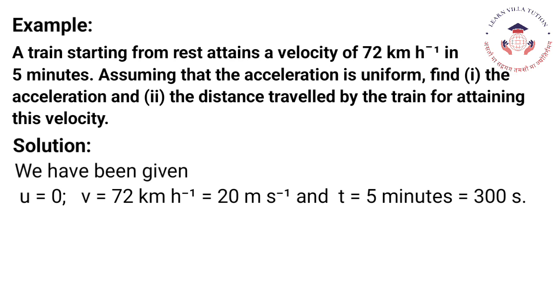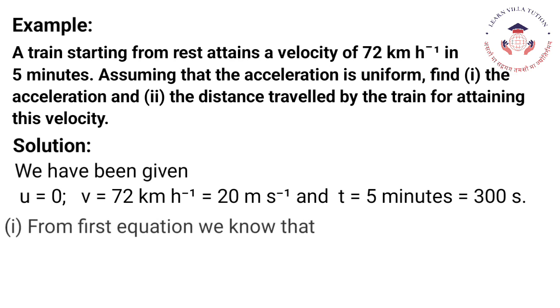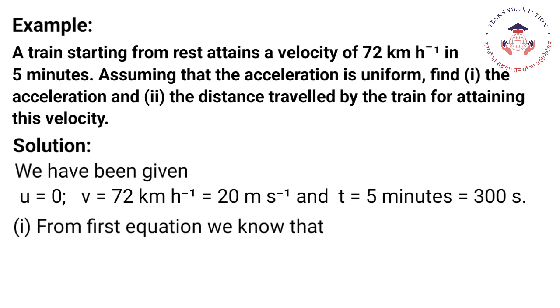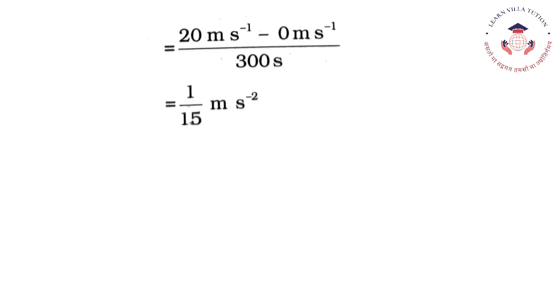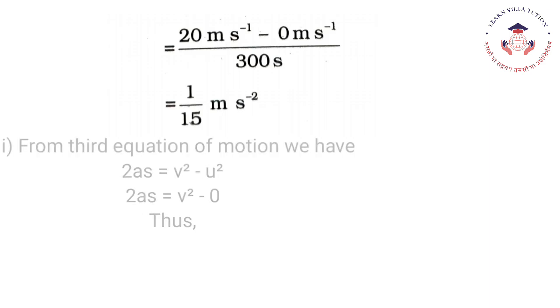And time t is equal to 5 minutes. Minutes changed into seconds is equal to 300 seconds. From the first equation of motion we know that a is equal to v minus u divided by t, equal to 20 meter per second minus 0 meter per second divided by 300 seconds. We get 1 upon 15 meter per second square.